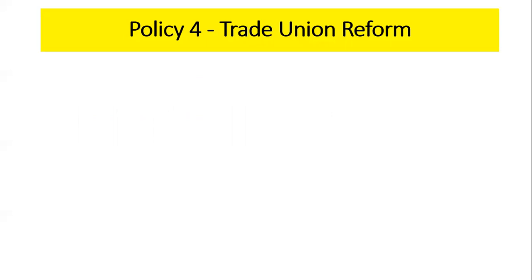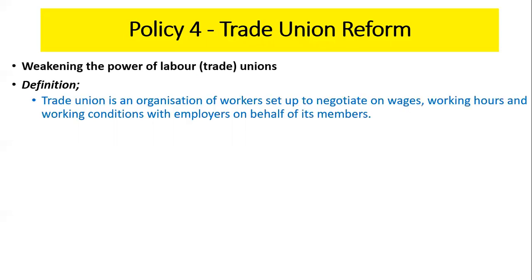Policy 4 looks at trade union reform. So when we look at trade union reform, we often look at weakening the power of the labour trade unions. Now, a trade union is an organization of workers set up to negotiate on wages, working hours, and working conditions with employers on behalf of its members.